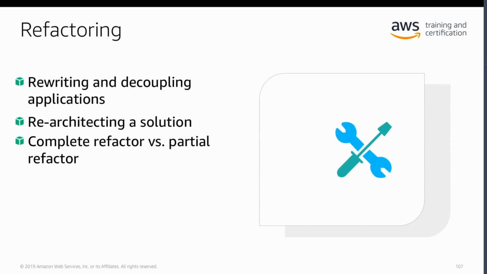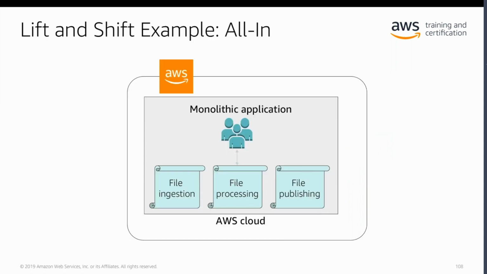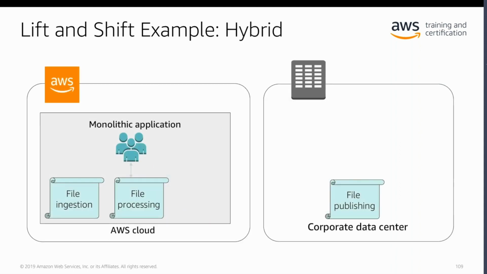So migration, like we said, can take multiple paths here, and refactoring is rewriting and looking at some of the different services we talked about, decoupling those, adding scalability into it, and re-architecting the solution, rather than this monolithic application that has all 3 of these components built into it today, because this is what you've been running thus far. You've got the file ingestion, file processing, file publishing, and you take out a little piece of that, and maybe you move the file ingestion and file processing into the cloud, leaving the file publishing in your corporate data center.